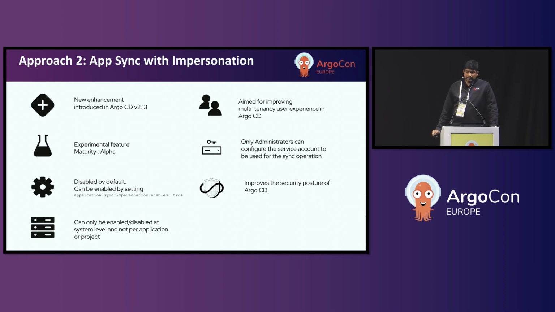So coming back to approach 2, which is the new feature that we have added. In this feature, we allow impersonation to use different service accounts, so that each tenant uses a different service account and uses the Kubernetes RBAC to sync the resources.